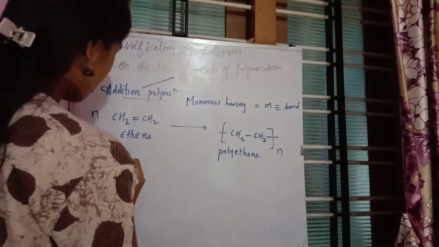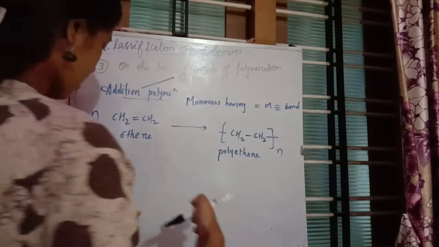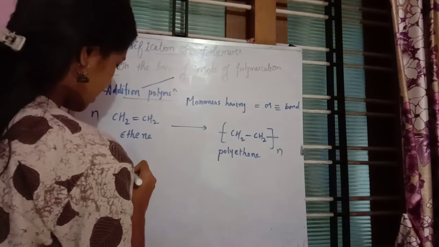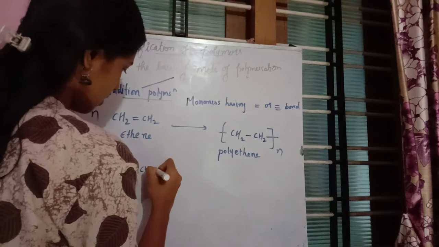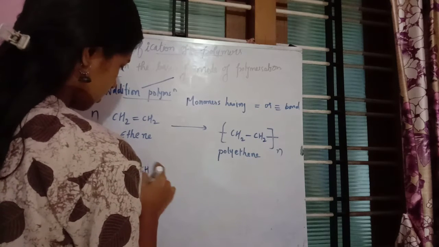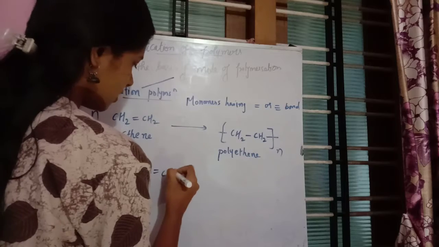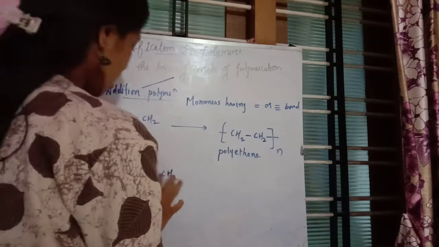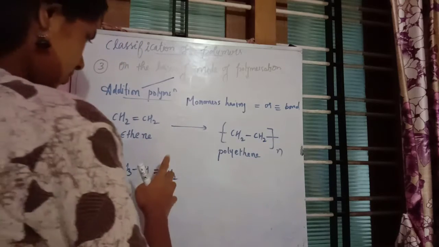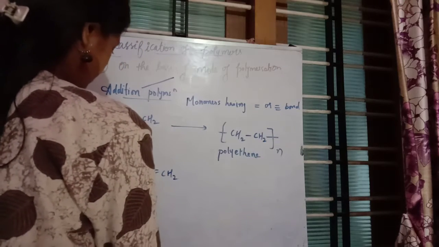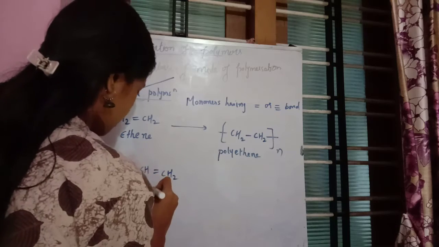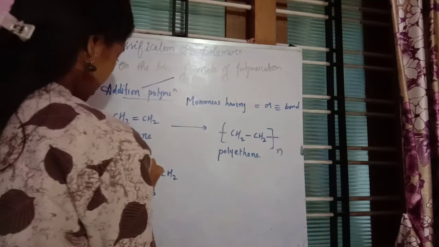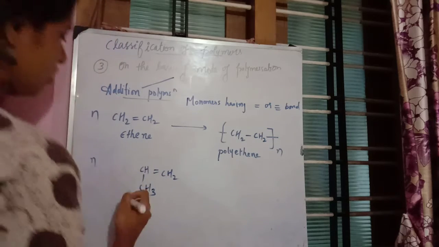Polypropene means n number of propene molecules combined together. Propene is the monomer. So if I write propene, I can write it as CH3-CH=CH2. This is propene, but I only need this double bond, so I can write the CH3 downwards. I want to see this double bond. So I am taking n number of propene.